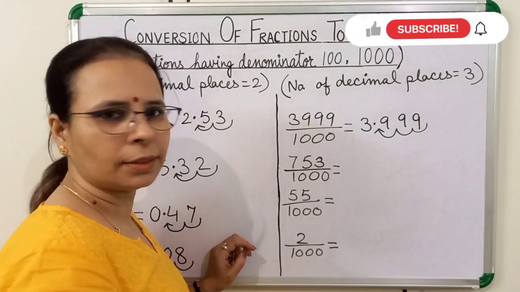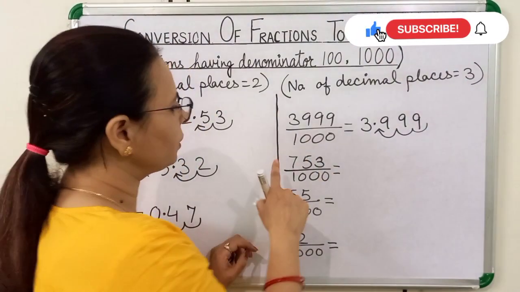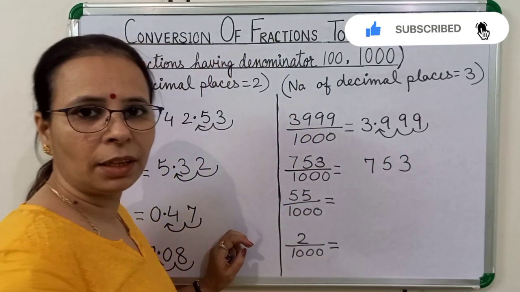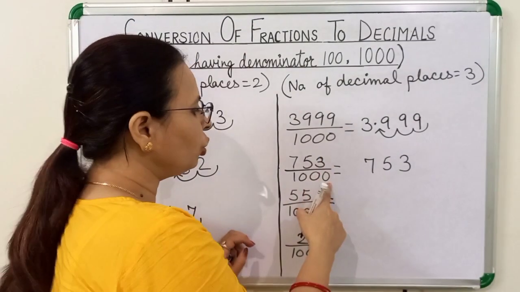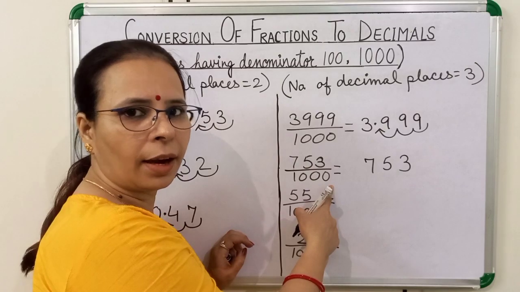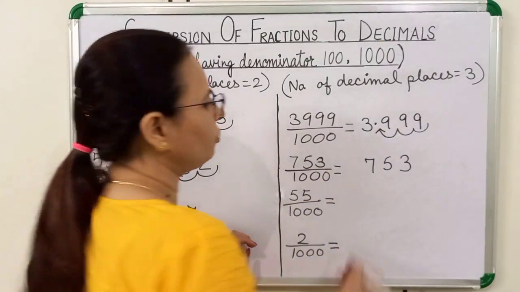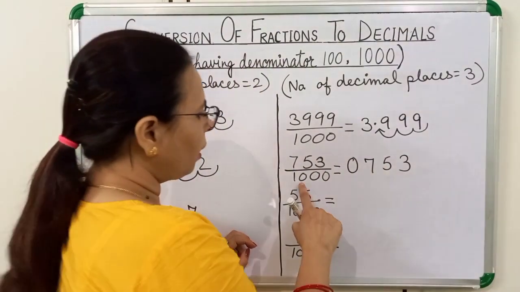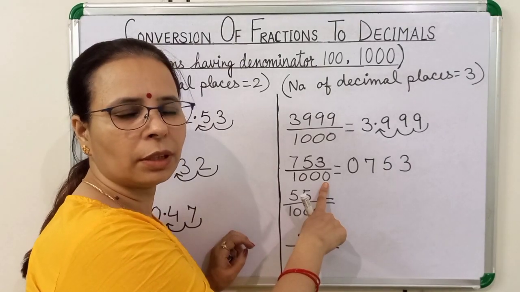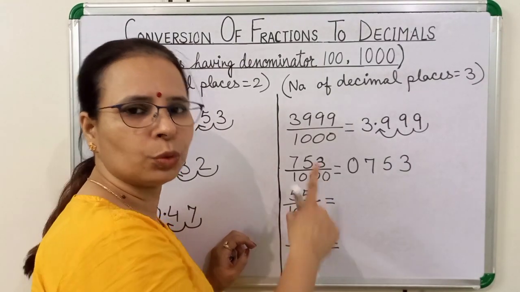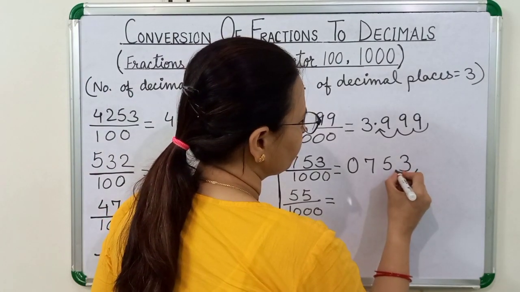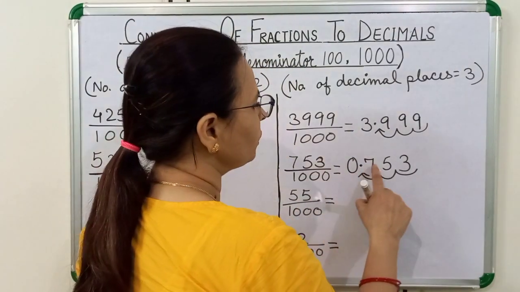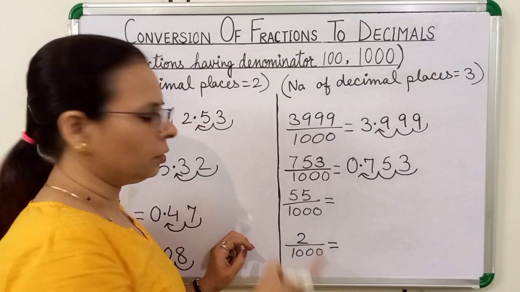Now we will see next example. First we will write numerator 753 as it is. You can see here numerator is 3 digit and denominator is 4 digit. So we will add 0 before 753 to get same number of digit as in denominator. There are 3 zeros in denominator. So we will count 3 places to the left and put decimal point. 1, 2, 3. Here we will put decimal point. Thus we get 0.753.